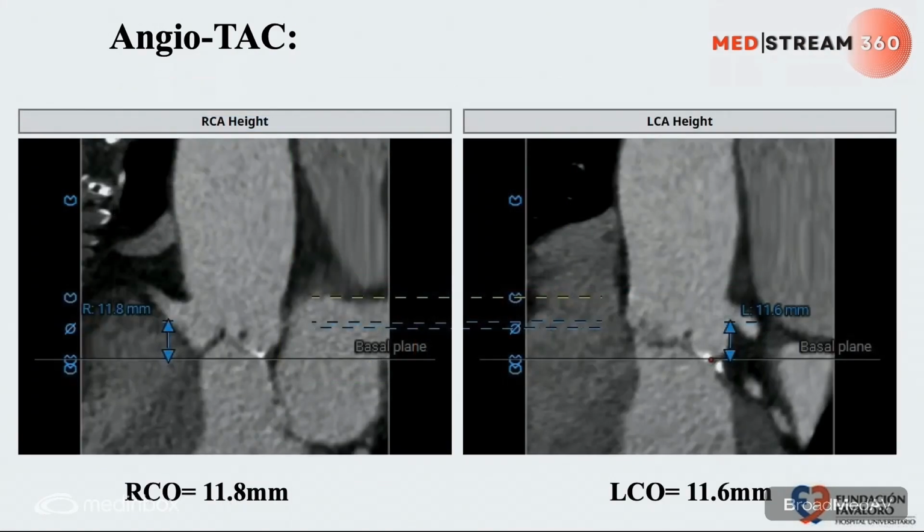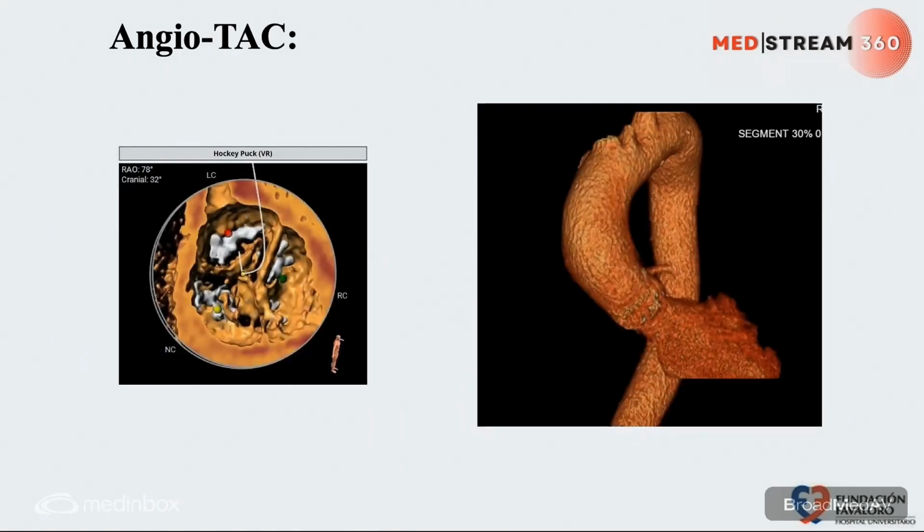So here is the ostium height, 11.8 for the right, 11.6 for the left. The ostium of the right is quite big. The left is not that big, but for this valve is enough, and Fernando agrees on not protecting this coronary ostium. Next. So here is what Fernando was saying.